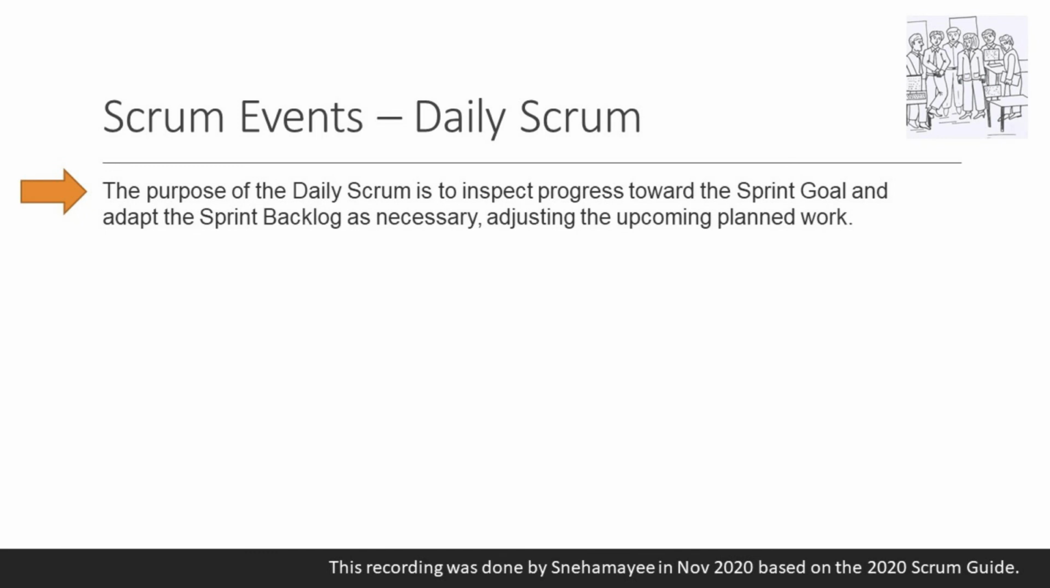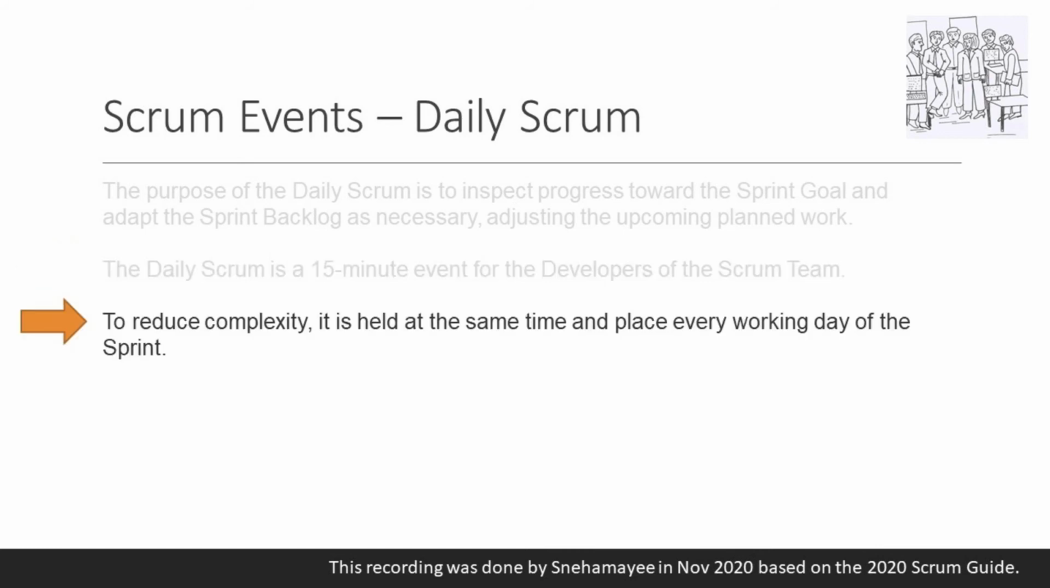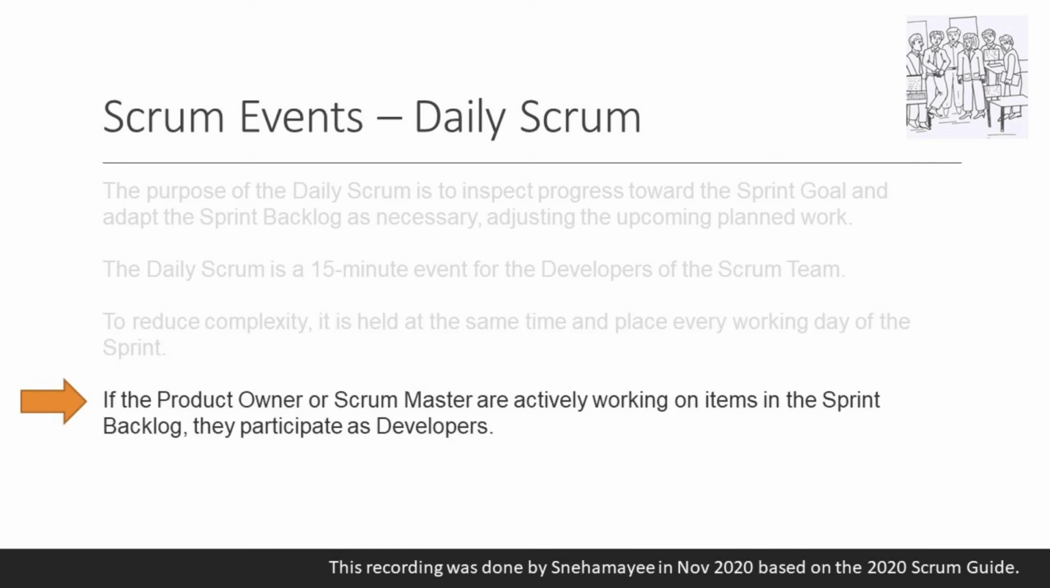The purpose of the daily Scrum is to inspect the progress towards the sprint goal and adapt the sprint backlog as necessary, adjusting the upcoming planned work. The daily Scrum is a 15-minute event for the developers of the Scrum team. To reduce complexity, it is held at the same time and place every working day of the sprint. If the product owner or Scrum Master are actively working on items in the sprint backlog, they participate as developers.